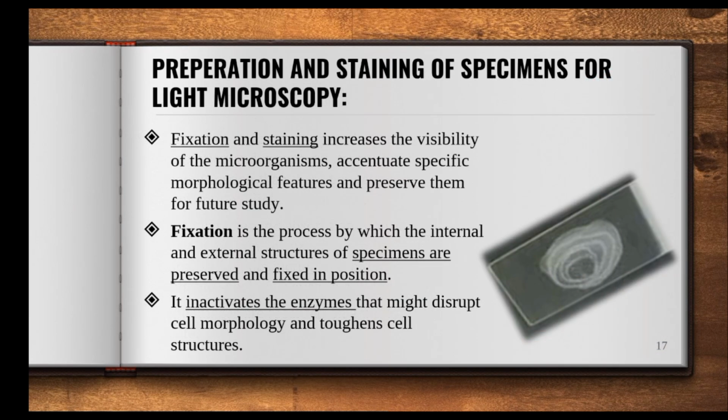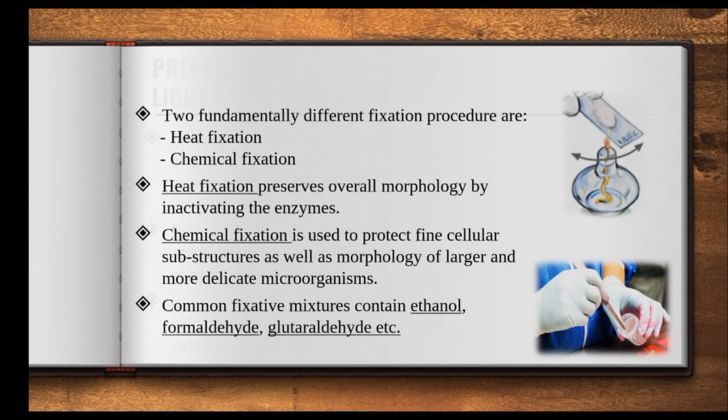Preparation and staining of specimen for light microscopy. Fixation and staining increase the visibility of microorganisms, accentuate specific morphological features, and preserve them for future study. Fixation is a process by which the internal and external structures of specimens are preserved and fixed in position. It inactivates the enzymes that might disrupt cell morphology and toughens cell structures.